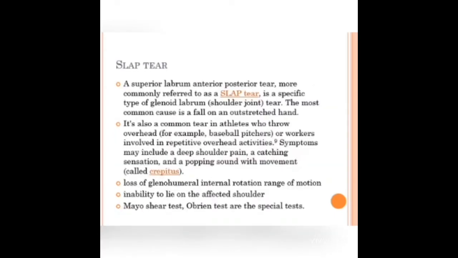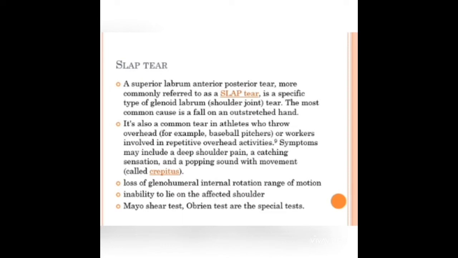Next is SLAP tear, a superior labrum anterior posterior tear, more commonly referred to as a SLAP tear. It's a specific type of glenoid labrum tear, that is nothing but a shoulder joint tear. The most common cause is falling on an outstretched hand. So this is commonly seen in athletes who do overhead activities like baseball pitchers, and people who work repeatedly in overhead activities like construction workers also. You can notice the SLAP tears.